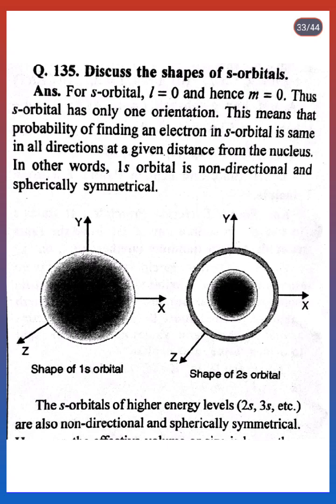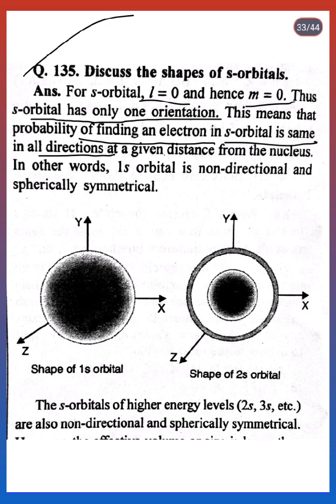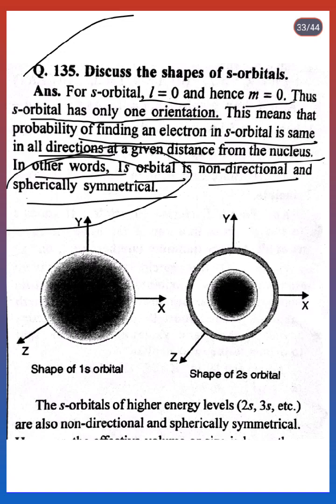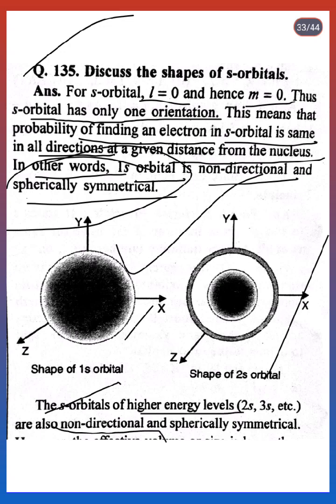For s, l is 0 and hence m is 0, and thus the s orbital has only one orientation. This means that the probability of finding an electron in the s orbital is the same in all directions at a given distance from the nucleus. In other words, the 1s orbital is non-directional and spherically symmetrical. So the s orbital has a spherical shape. There is the 1s orbital and the 2s orbital. The 2s orbital has a higher energy level, as does 3s, and is also non-directional and spherically symmetrical.